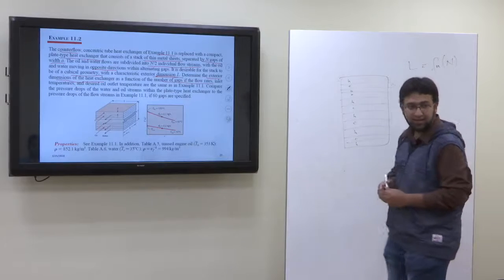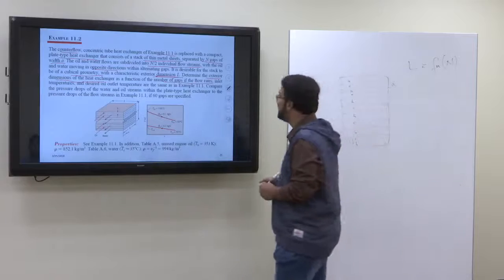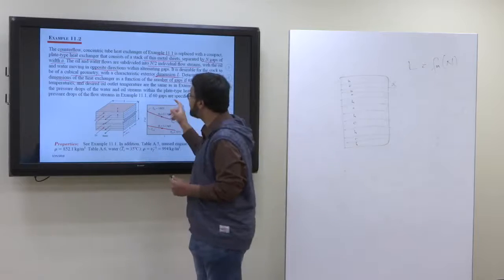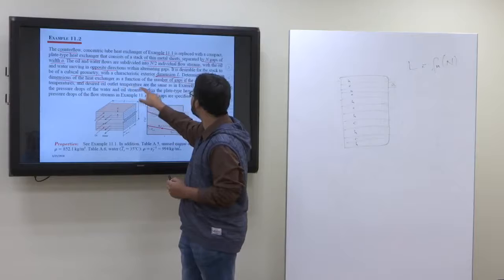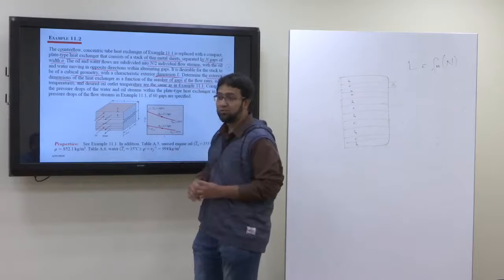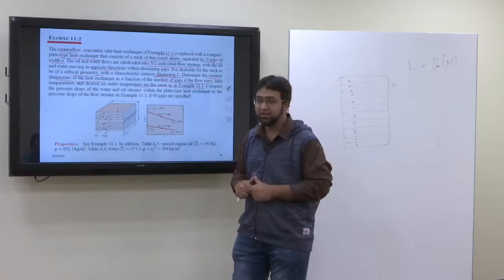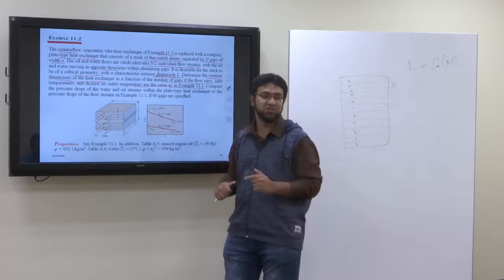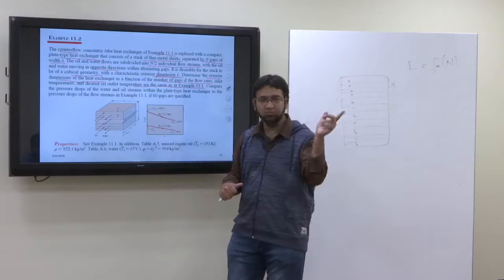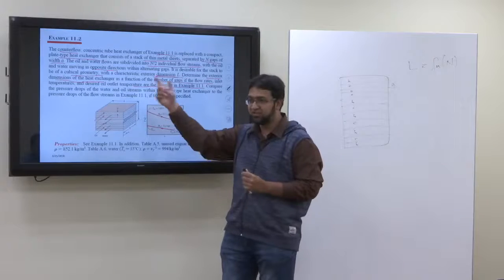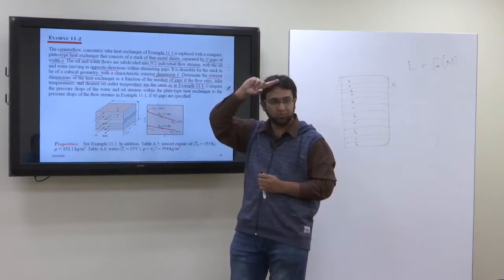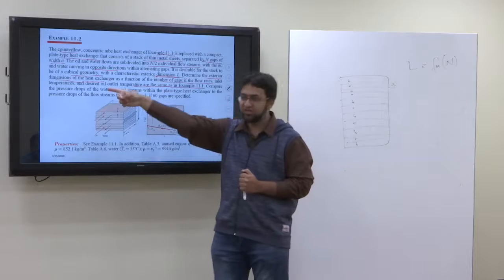We need to find L as a function of N. Inlet temperatures and the desired outlet temperatures are the same as in example 11.1. That's why I reviewed example 11.1 again. The inlet temperature of the hot fluid is the same as in the previous problem. The desired outlet temperature is 60 degrees. Inlet temperature of the lubricating oil was 100, outlet desired was 60.